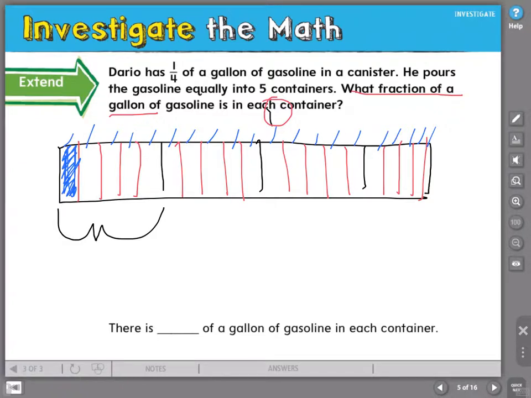So each container would have just 1 out of 20 equal pieces of a gallon of gasoline. There is 1/20 of a gallon of gasoline in each container.